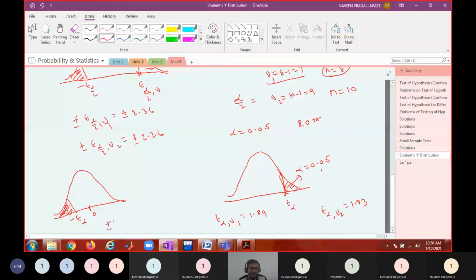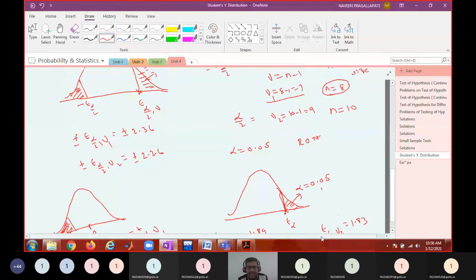So in that case, what are the critical values? Plus or minus 1.89. Sorry, it is minus 1.89 in case of a left one-tailed test with nu 1 equal to 7. Similarly, minus 1.83 if you take nu 2 equal to 9 degrees of freedom. Is this clear to you? Do you understand now how to find out the critical value for different degrees of freedom? Yes, okay, sir.